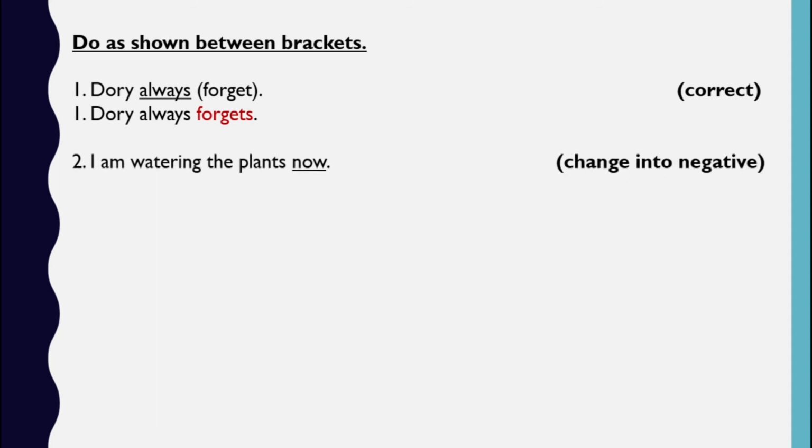I am watering the plants now. Change into negative. Negative means not. Where am I going to put the not in the sentence here? I have to put it after verb to be. So the answer should be I am not watering the plants now.